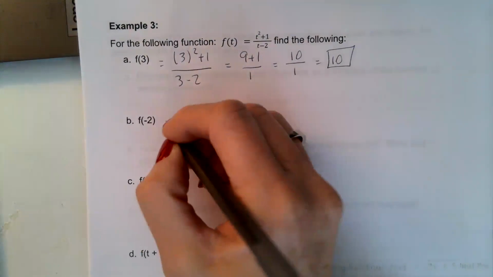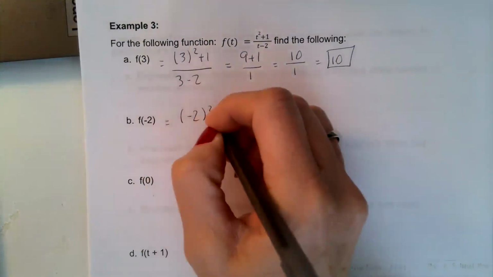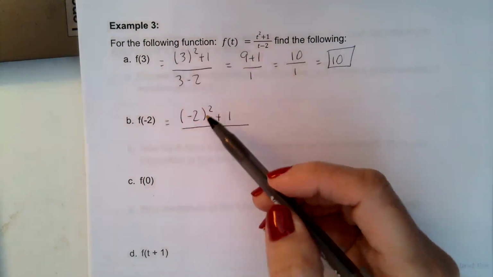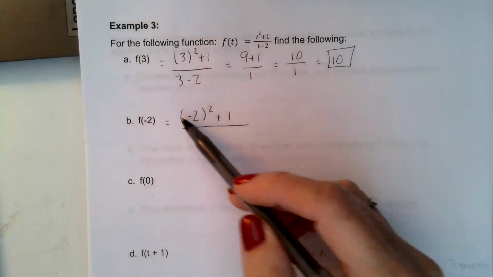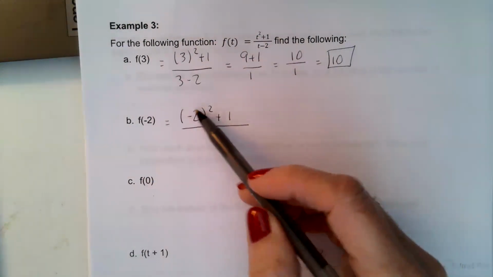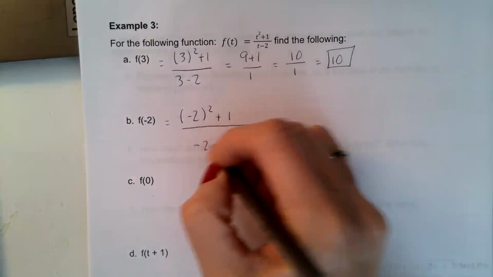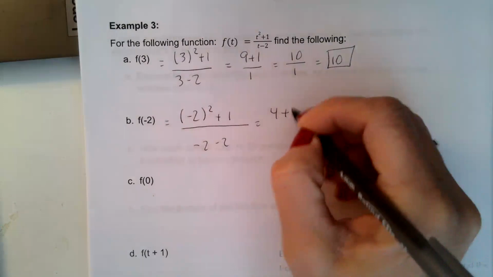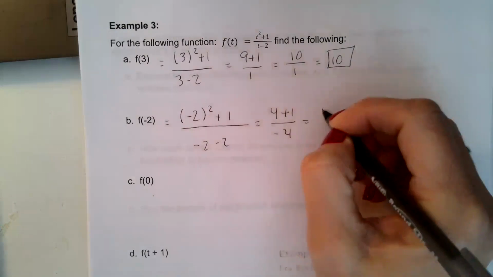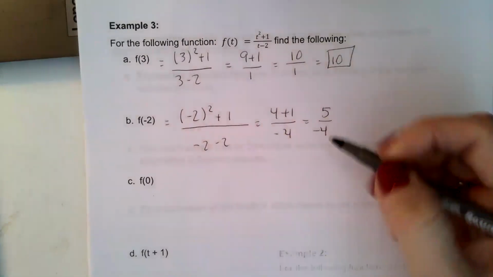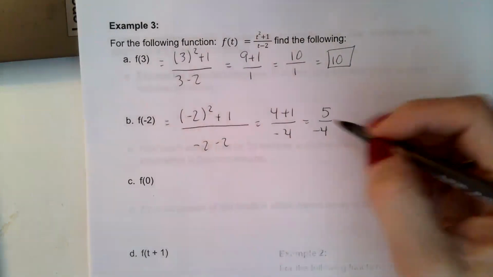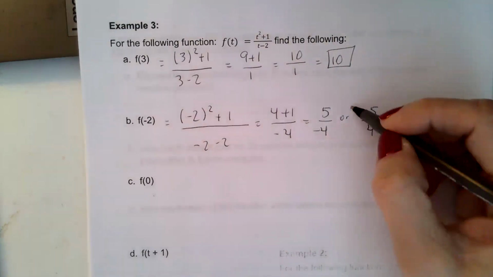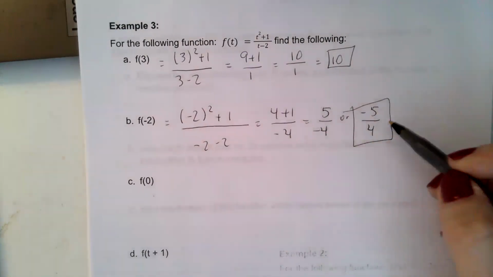Let's evaluate it at -2. When an input is going to be raised to an exponent, like we have here, we have to make sure we put that input in parentheses so that the entire -2 gets squared, because -2 squared is +4. We have a result of 5 over -4, or you could write it as -5 over 4. Either of those works. The negative can go on top or bottom.